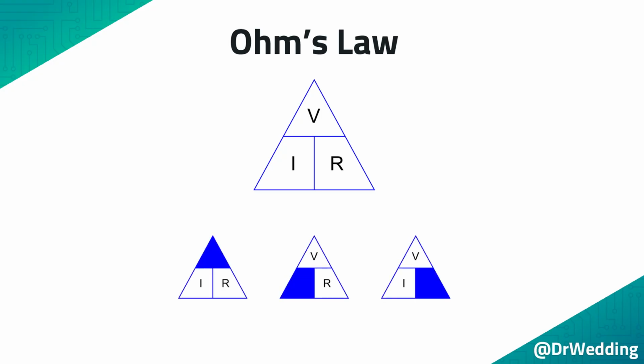To use the triangle, you first draw it on your paper next to the problem. Then you put your thumb over the value you are looking for. If you want voltage, cover the V. This tells you that V is equal to I times R. If you want current, cover the I. This tells you that I is equal to V divided by R. Finally, if you want resistance, cover the R. This tells you that R is equal to V divided by I.